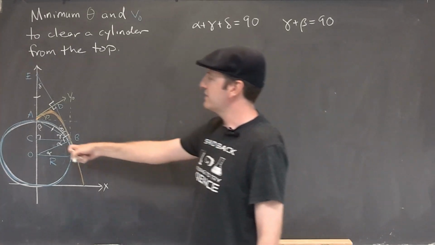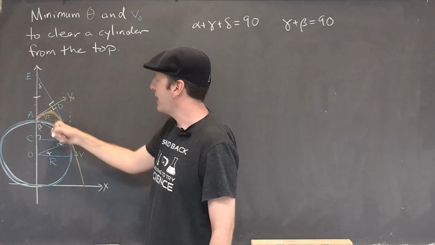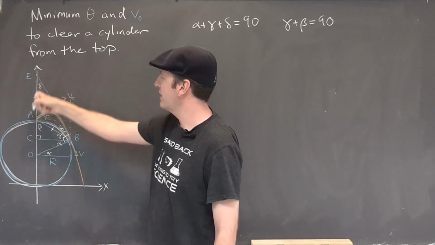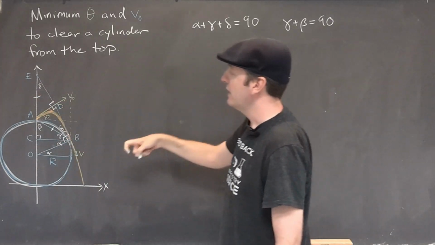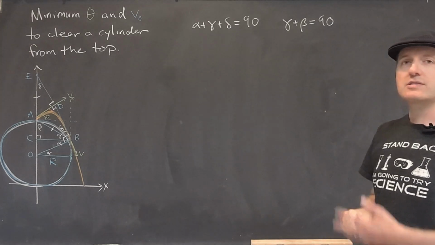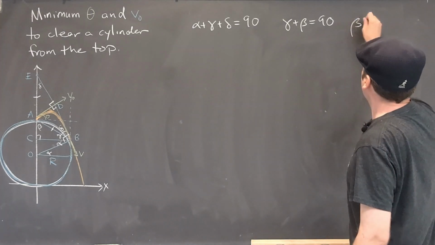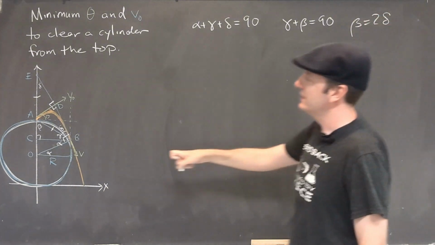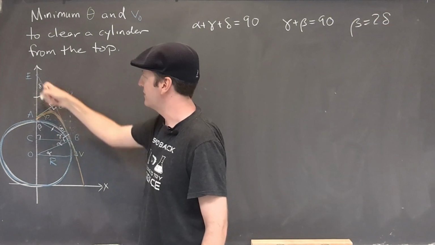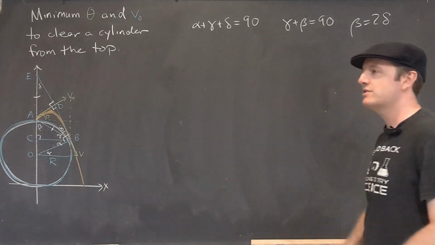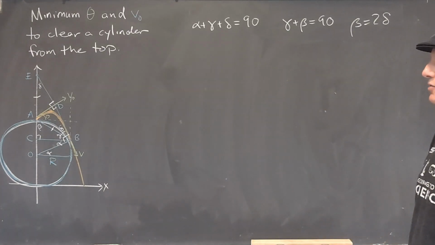We also know that since beta is an exterior angle of this triangle, EAB, beta is actually going to be the sum of the remote interior angles. So beta is 2 delta. Beta is delta plus delta. Those two angles are the remote interior angles, and this exterior angle beta will be their sum.